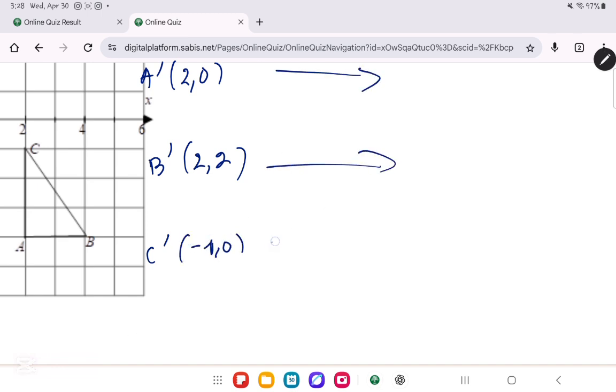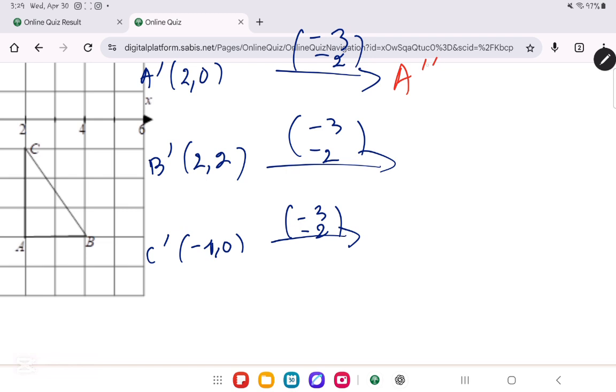So it will undergo what? It will undergo a transformation of the vector minus 3, minus 2, if I'm not mistaken. Minus 3, minus 2, okay? So now, because we are looking for the final points, which are a double prime, b double prime, and c double prime, we're just gonna add them.